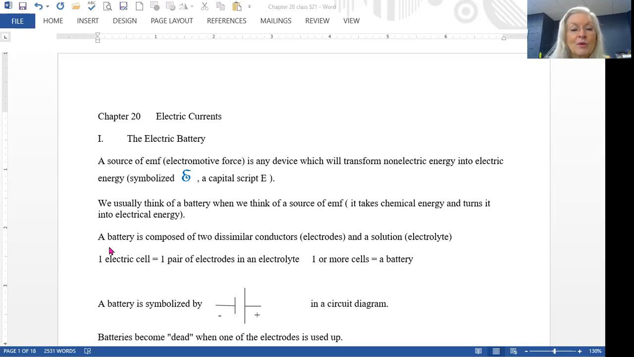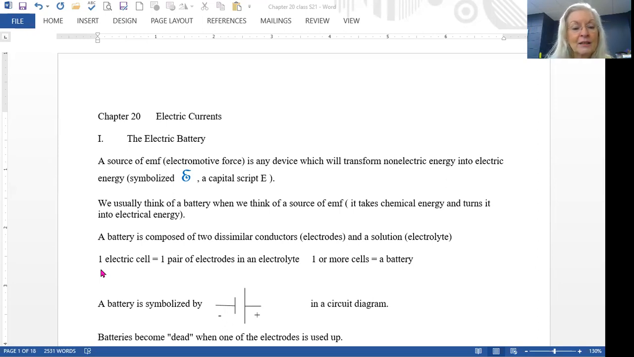Typically, batteries are composed of two different conductors. Those are the electrodes. And then there's some kind of material between the conductors, and that's called the electrolyte. Typically, a single cell battery would have a pair of electrodes and an electrolyte, and then you might have multiple cells comprising the entire battery. There are lots of different types of batteries. They keep getting smaller and smaller as our need for smaller appliances becomes evident.